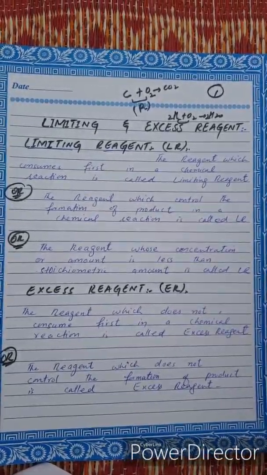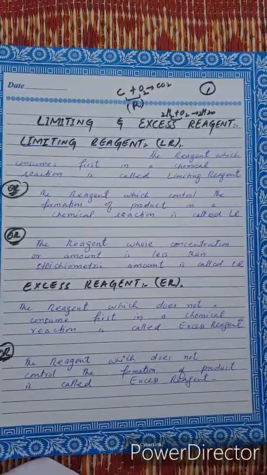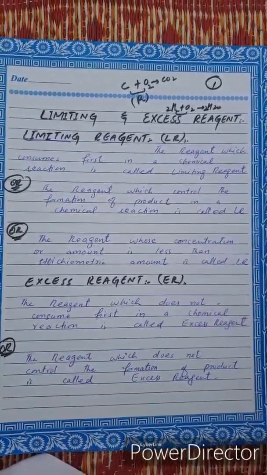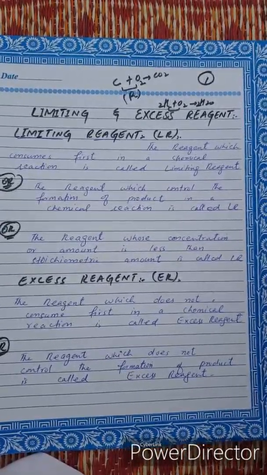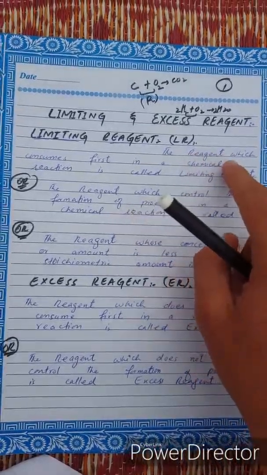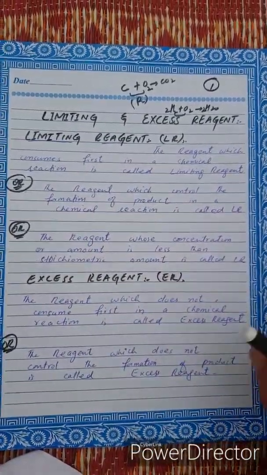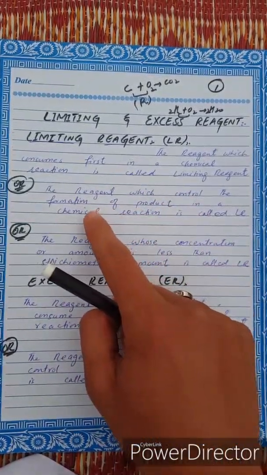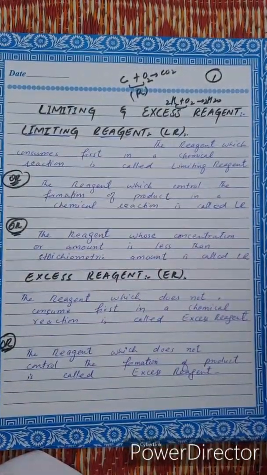Now let's come to the limiting and excess reagent. In a reaction, there may be some type of reactant which is consumed first, which is finished first in the reaction. That type of reactant is called the limiting reagent. So the reagent which is consumed first in a chemical reaction is called the limiting reagent, or we can also define it as the reagent which controls the formation of product in a chemical reaction.